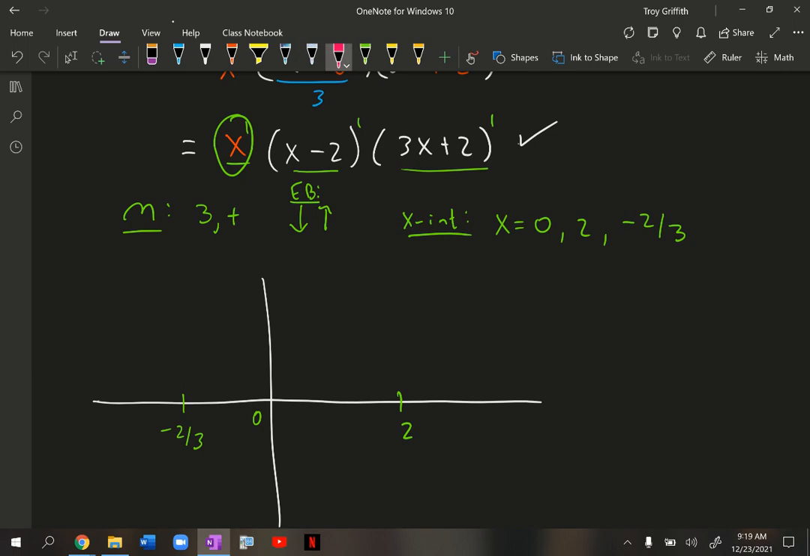Drawing my end behavior here, I'm down on the left and up on the right, and all of these have a multiplicity of 1. And if all of these x-intercepts have a multiplicity of 1, we're going to go straight through at each one of them.